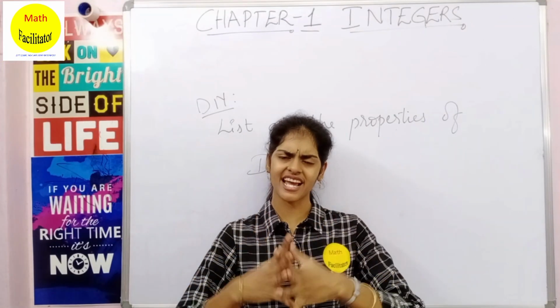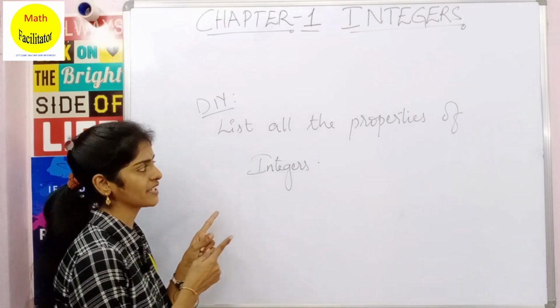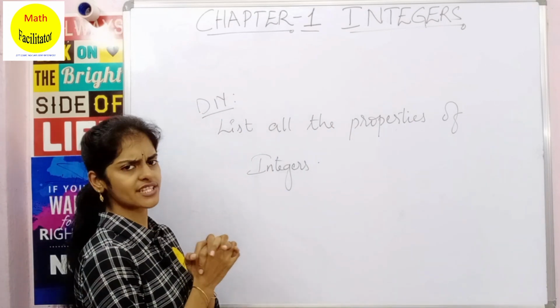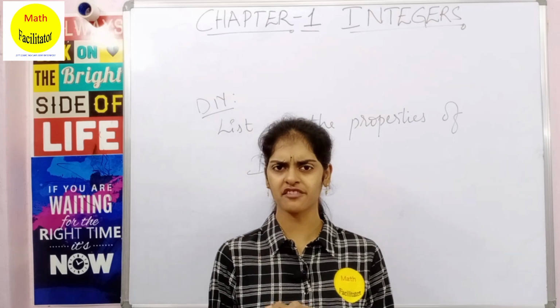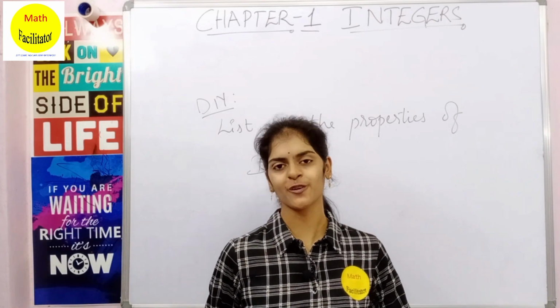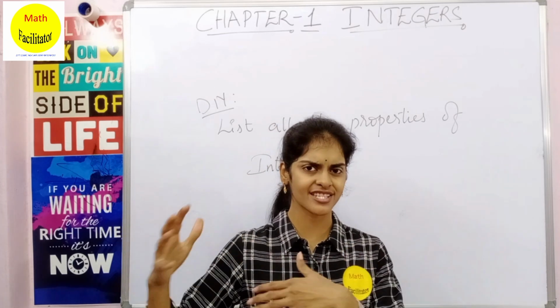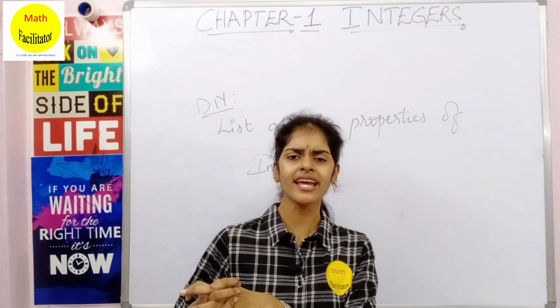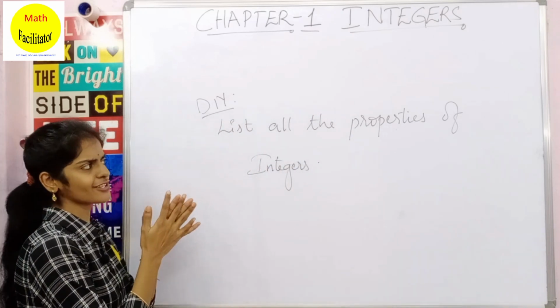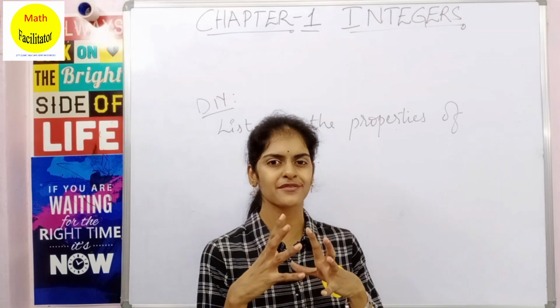So today's DIY question, the do-it-yourself question, is: I want you to list out all the properties of integers and find which are satisfying for integers and which are not. I also asked you to mention a few answers to the questions I asked during the session in the comment section below. Also write the answer to this one in the comment section. Just tell me which properties are not satisfying for integers.